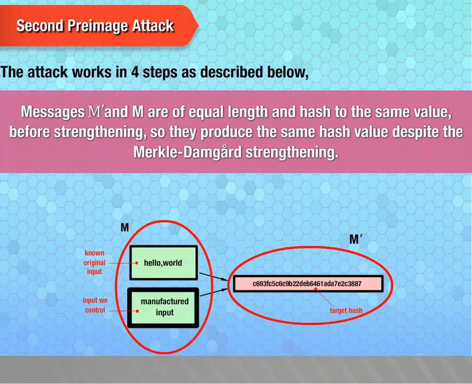Messages M' and M are of equal length and hashed to the same value before strengthening, so they produce the same hash value despite the Merkle-Damgård strengthening.